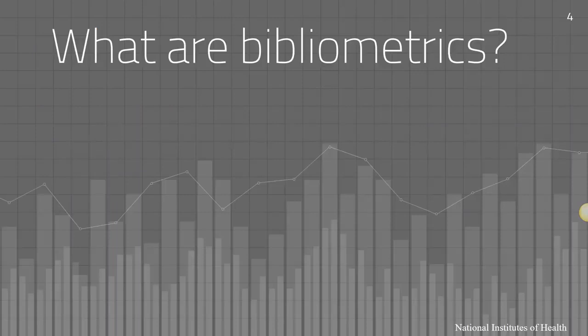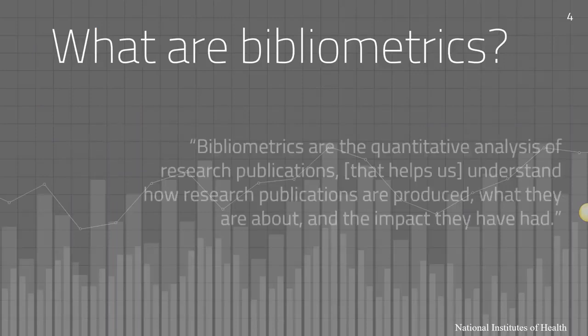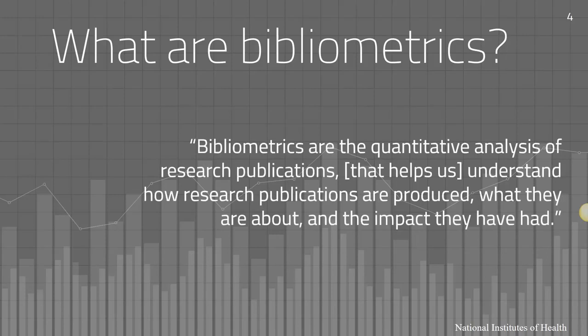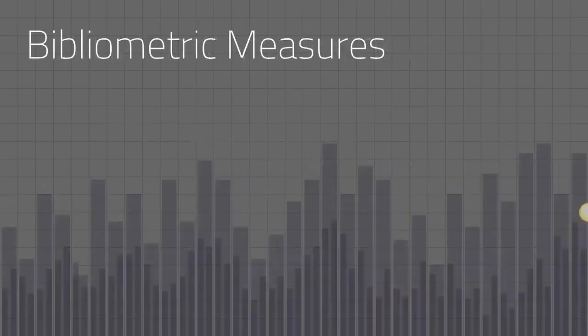So what are bibliometrics? The National Institutes of Health defines bibliometrics as a quantitative analysis of research publications that help us better understand how research publications are produced, what they are about, and the impact they have had. So using citation counts, you can measure the impact of individuals, groups, or institutions. The tools we will cover today can help you identify new and emerging areas of research and the people that are making these advances. These are the bibliometric measures that can be used to determine impact.